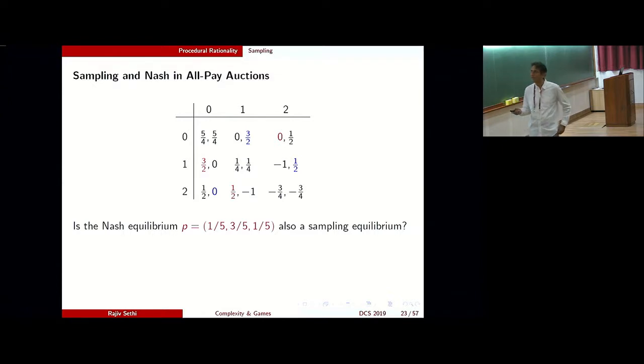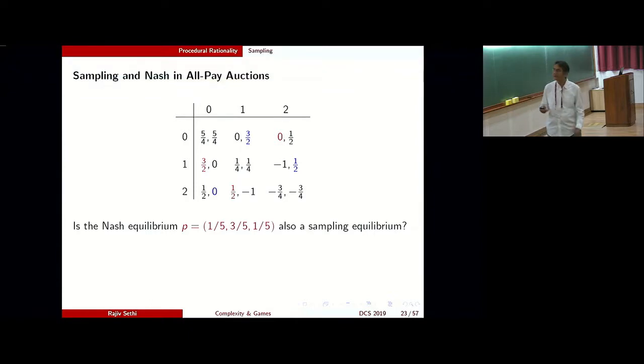Okay, so how do we verify it? We say, suppose my opponent is choosing 1/5, 3/5, 1/5. What is the probability that, when I sample this, the sampling procedure will select this action? It should be exactly 1/5. That is the condition for sampling equilibrium.